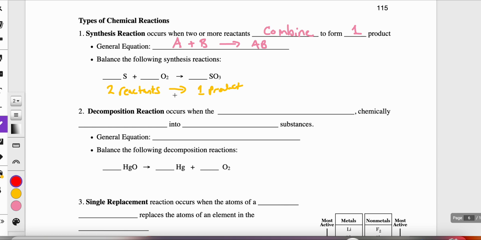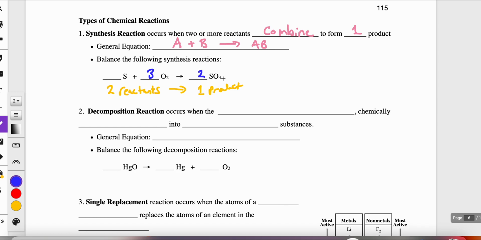So to balance this, I have one S on the left, one on the right. The S's are okay. I notice I have two oxygens on the left, three oxygens on the right, so I have to use a common multiple in order to balance those. So in front of the O2, I will put a 3, so 3 times 2 makes 6 oxygens on the left. So in order to have 6 oxygens on the right, I need to multiply that 3 by 2, so I'll put a coefficient of 2.